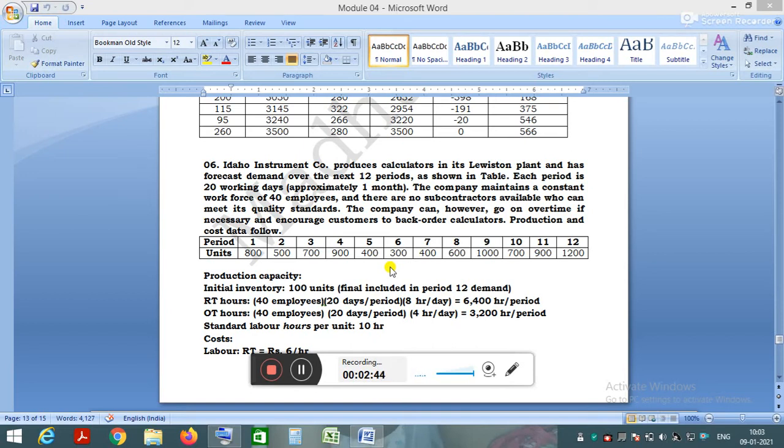The company can, however, go on overtime if necessary. If the demand increases, if the orders increase, the company can go for overtime, encourage customers to back order, and the company can also go for back ordering.